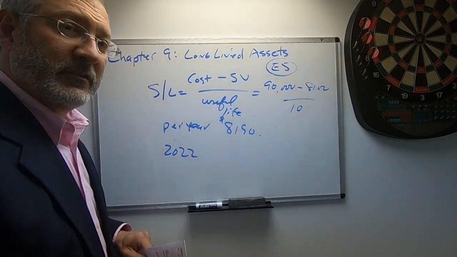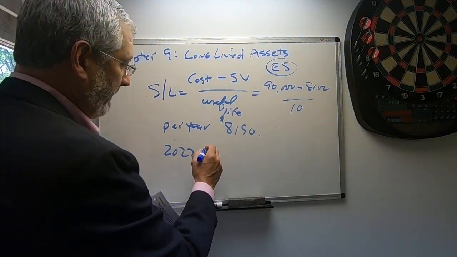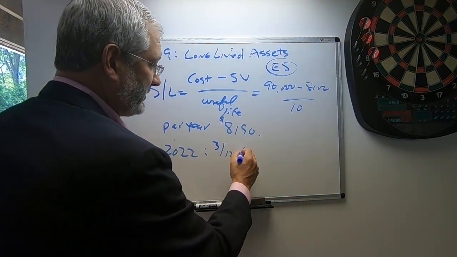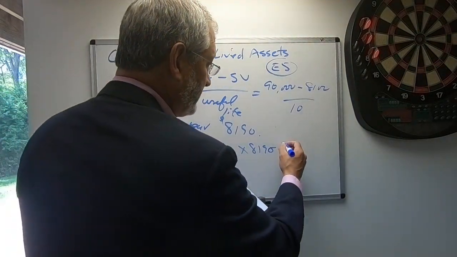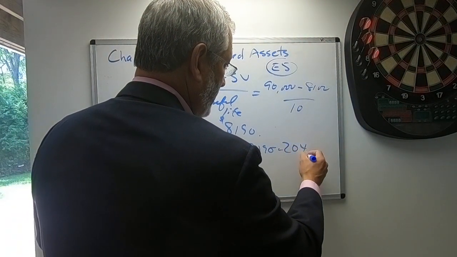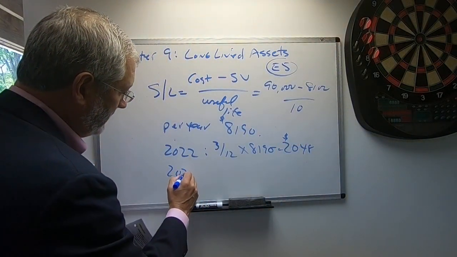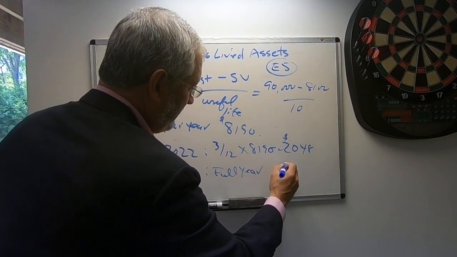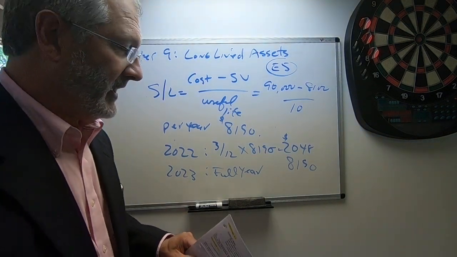2022, it was only in service for 3 months, October, November, and December. So that's going to be 3/12, 3 months out of the 12, times $8,190. The depreciation expense is $2,048. And then 2023, that's the full year for $8,190. So, like I said, be careful of the dates.